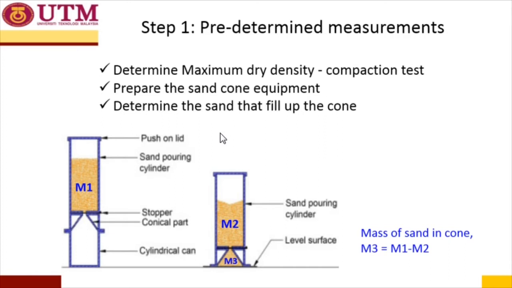As can be seen in this slide, based on the sketch, the sand is poured on a flat surface. And then the mass is calculated by taking the difference between the mass of sand in the cylinder before and after pouring. So in this case, it's M1 minus M2. But why do we have to measure this? Of course, the value will be considered later in the calculation of the field density.